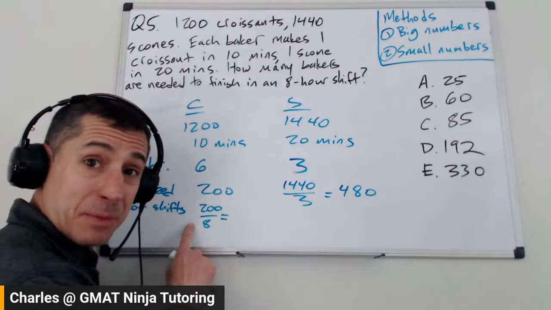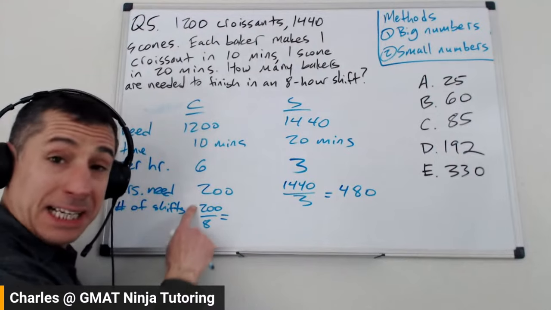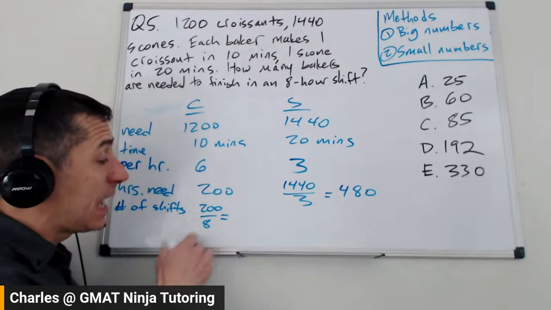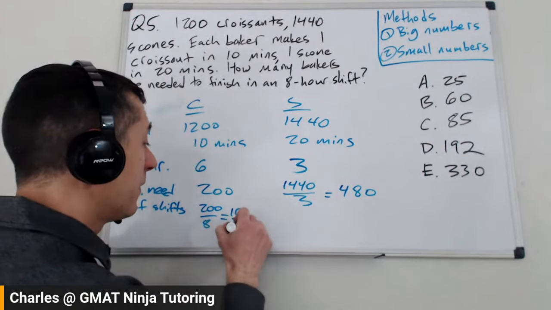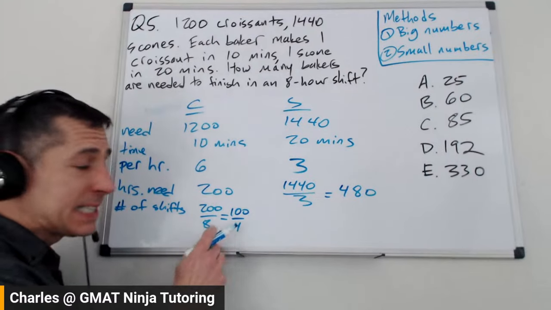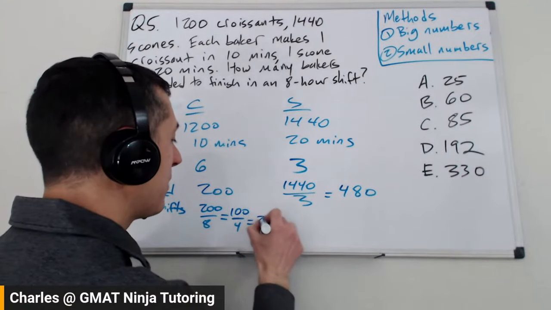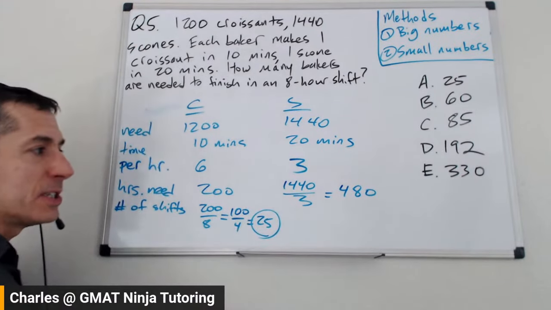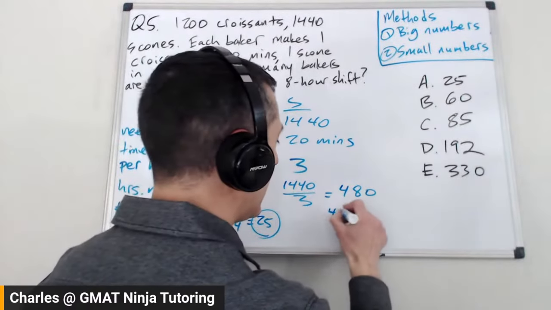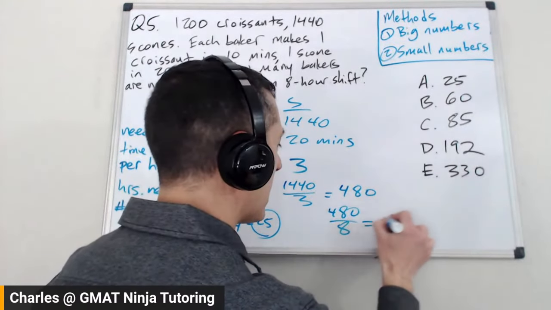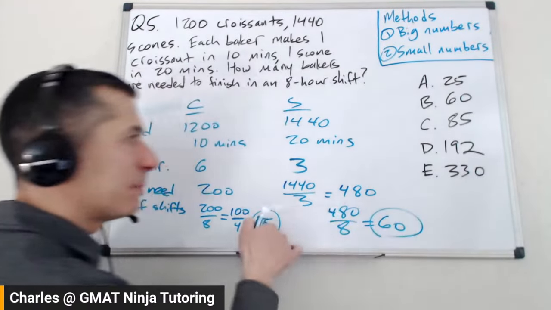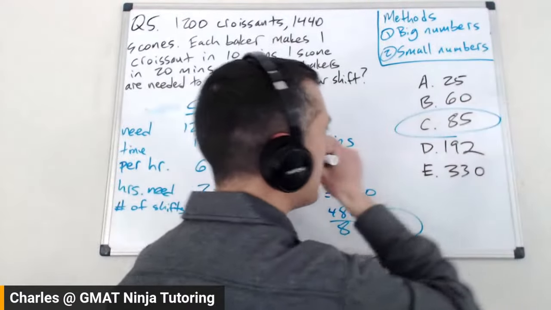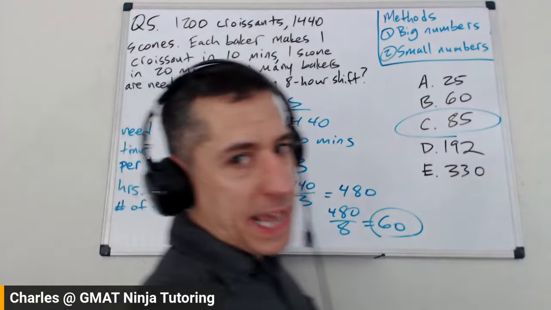Personally, if I get numbers that are a little bit cumbersome, I like to just reduce the fraction. I'm going to divide top and bottom by 2. 100 divided by 4, not going to mess up that step, really simple. Now I got it. I need 25 bakers here. And that 480 divided by 8, nice number here, I get 60. So 60 plus 25, that's 85. Need 85 bakers. That's one heck of a kitchen.